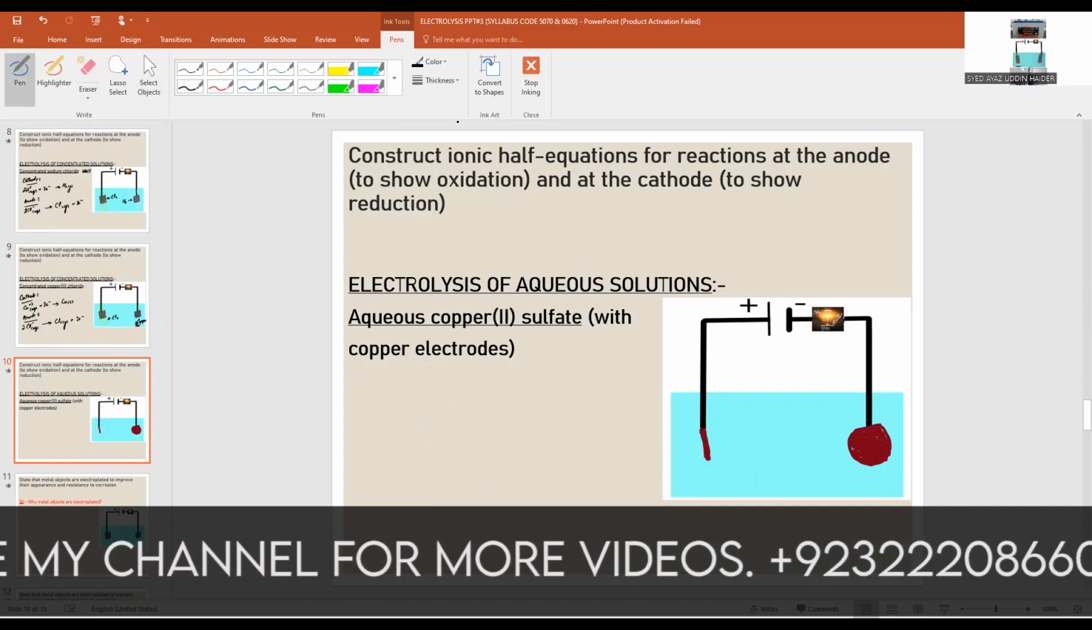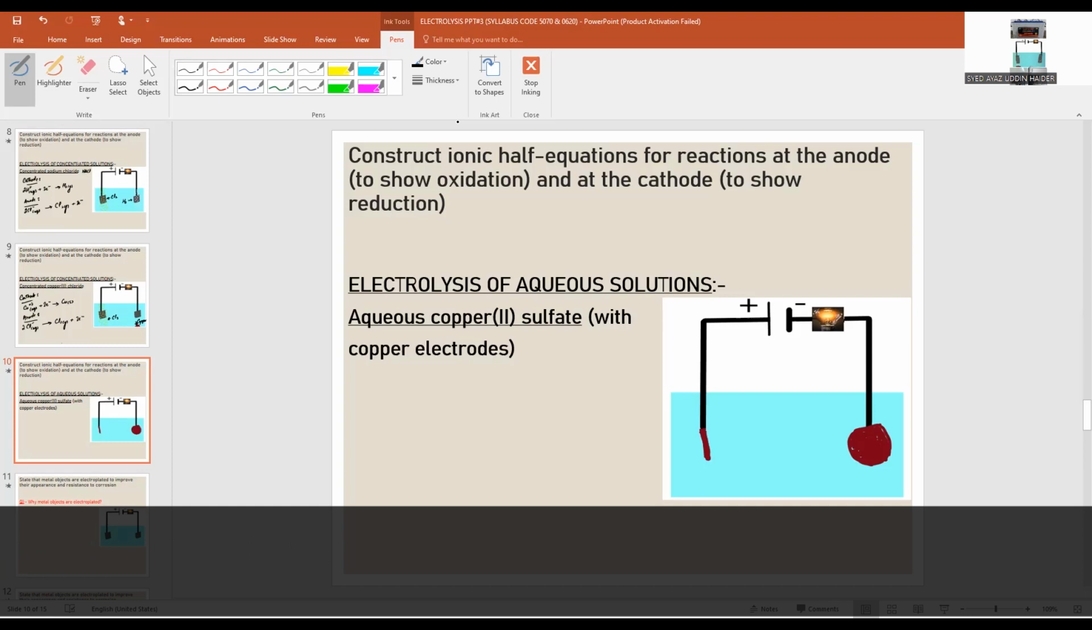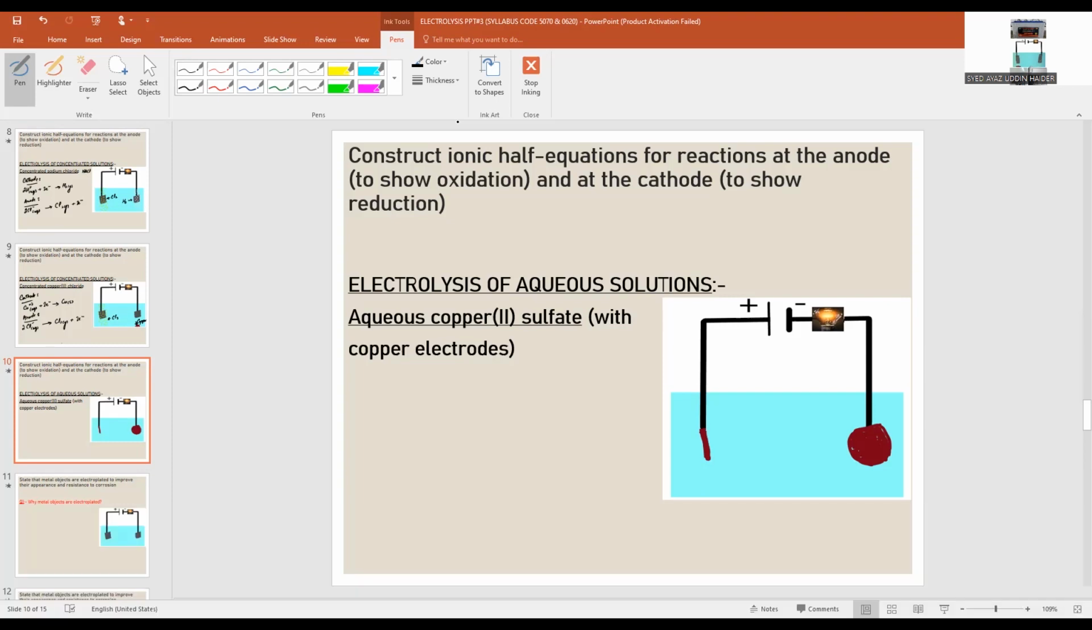Aqueous copper 2 sulfate with copper electrodes. Now, what if we have copper electrodes instead of graphite or carbon electrodes? These are copper electrodes. At the cathode, there will be reduction or gain of electrons by copper ions, and you can write the reverse form of this reaction at the anode. That is, product becomes reactant and reactant becomes product.